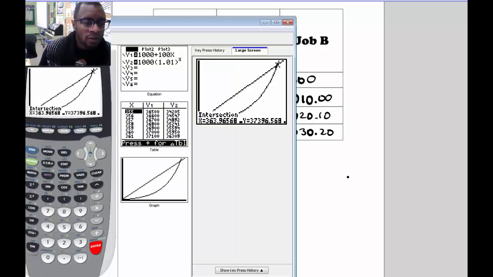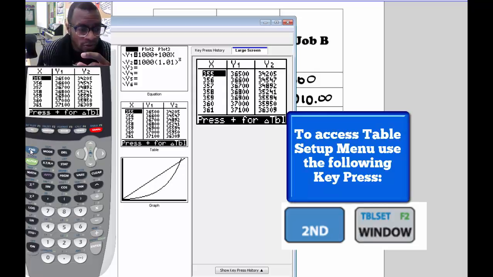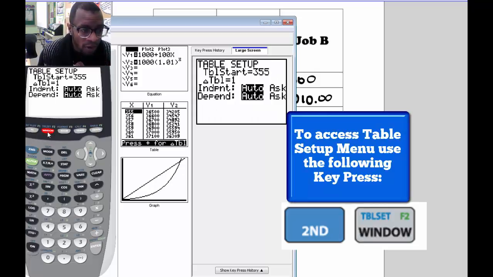All right, so now let's look. We can also find this out from our table. So let's check our table of values. So we're going to go to second graph and look at the table. Okay, and we want to start around that value of 364, right? So when you pull up your table in your calculators, it's going to start from your beginning values of 0. In order to change the values that you want to go to, we're going to go to second window, which is the table setup menu.